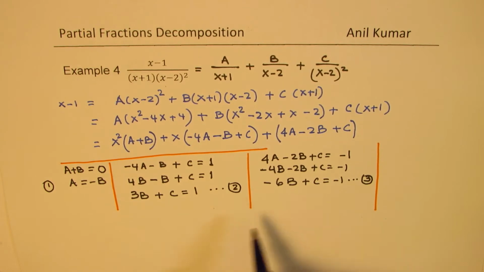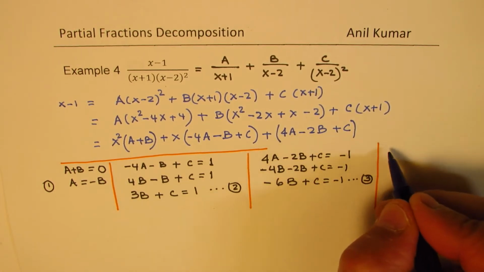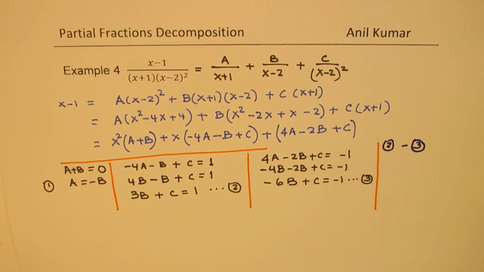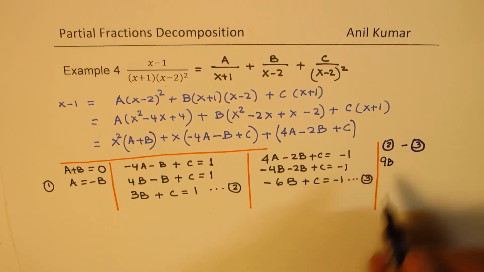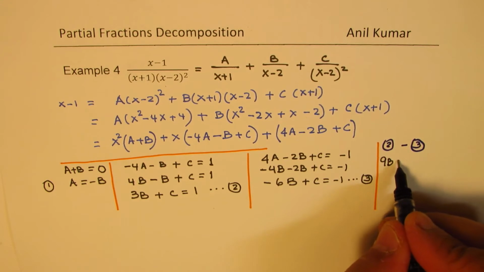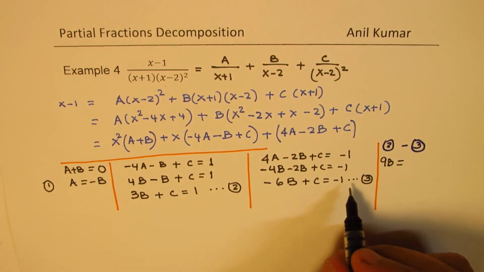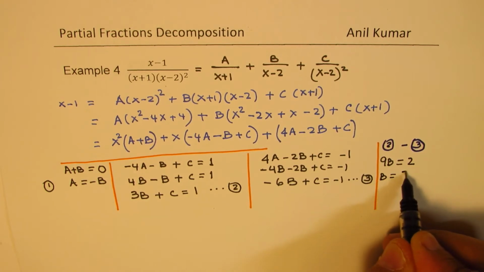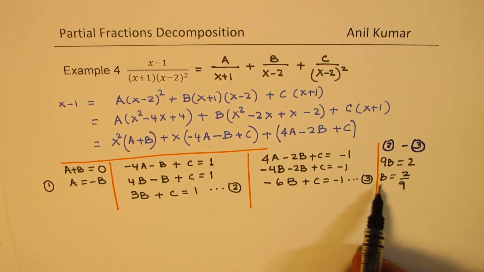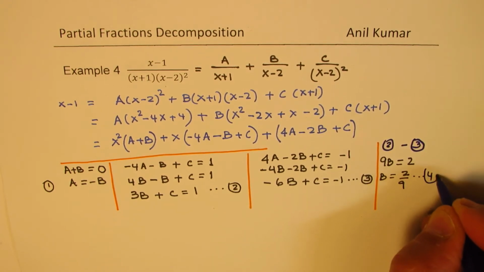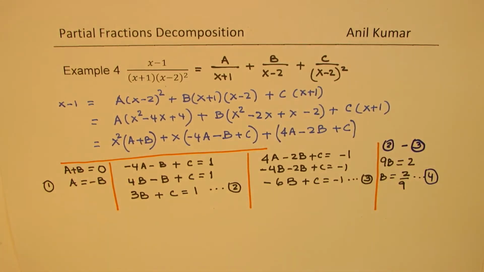So what we will do now is equation 2 take away equation 3. Is that clear? So when you do 3b minus 6b, we get 9b here. c minus c is 0, and 1 minus minus 1 is 2, right? So we get 2 here. So that gives us b equals 2 over 9, right? So we get b as 2 over 9. We'll call this our equation 4, which is one of our results.